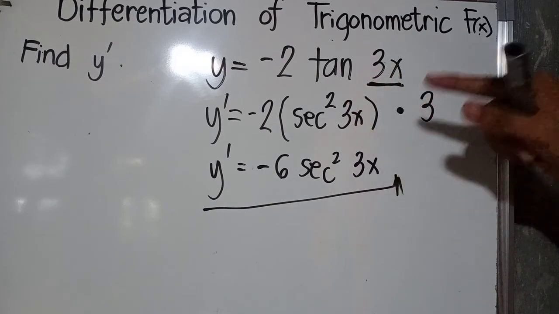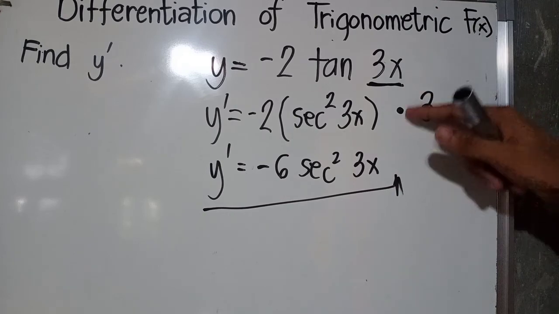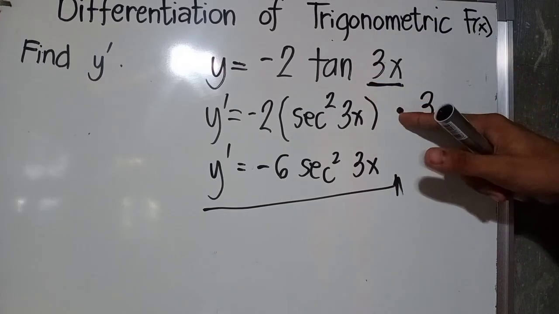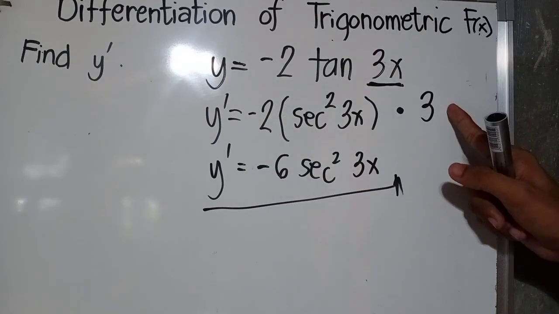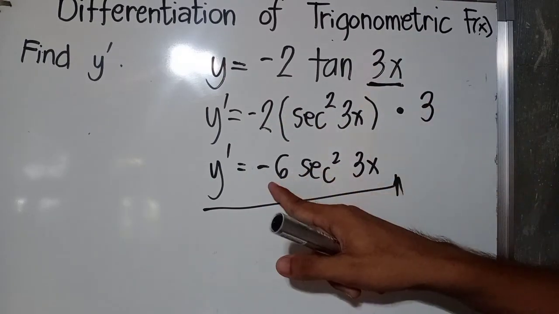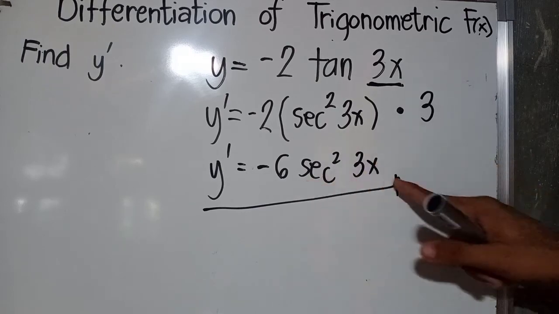So, 3x. Then, hindi pa siya tapos. Multiply nyo pa siya doon sa derivative ng 3x, which is 3. So, that's why we have negative 2 here. Then, constant 3. So, multiply nyo yon, negative 6. And then, just copy this one. That's the answer.